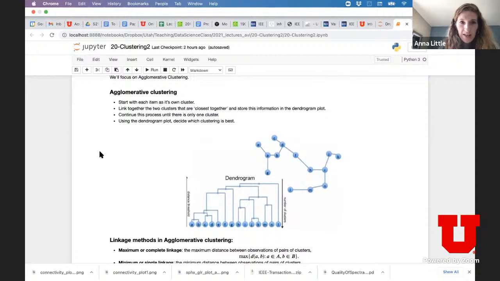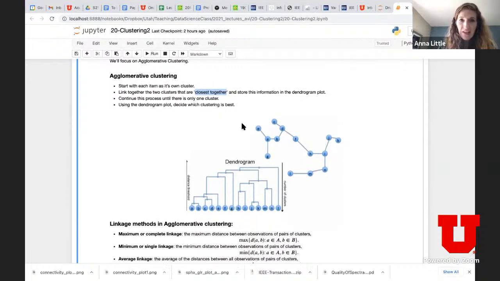Start with each item as its own cluster, and then link together the two clusters that are the closest together in some sense. And we'll see there's several different ways to define what are the two clusters that are the closest together. But that's what you're trying to do. And then store this information in what's called a dendrogram plot.